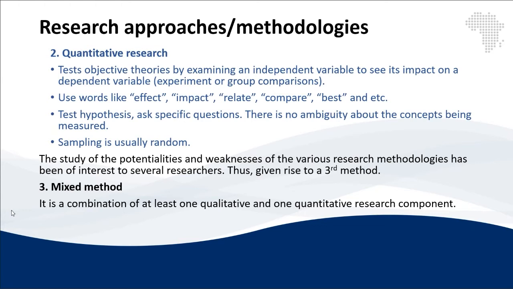So the study of the potentialities and weaknesses of various research methodologies has been of interest to several researchers, such that it has given rise to a third approach, which is the mixed method. Now, this one is a combination of at least one qualitative and one quantitative research component. So when you are working with quantitative research, you may find yourself having to include qualitative research in your study. That gives rise to this kind of method, which is called a mixed method.